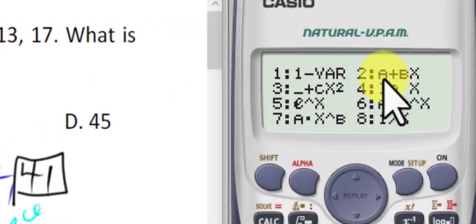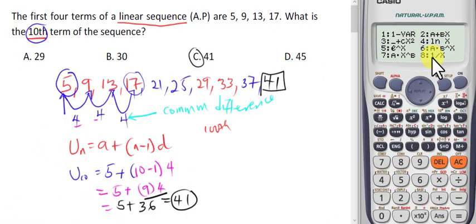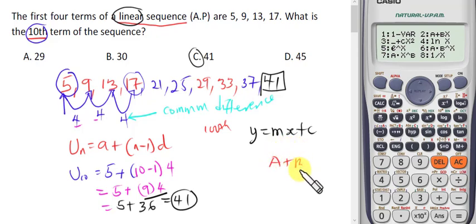Now if you look at the second one, a plus bx, it is very familiar to you. Now, talking about linear sequence, linear comes from the word line. And do you remember the gradient function of a line is y equals mx plus c? Now we can compare this to the a plus bx. Now we see that mx and bx are similar, and a is a constant just as c. So we can write this as bx plus a. So we are going to use the second option to solve a linear sequence.